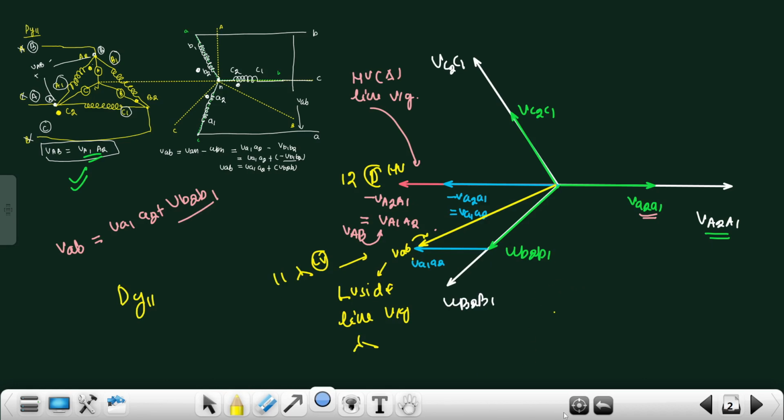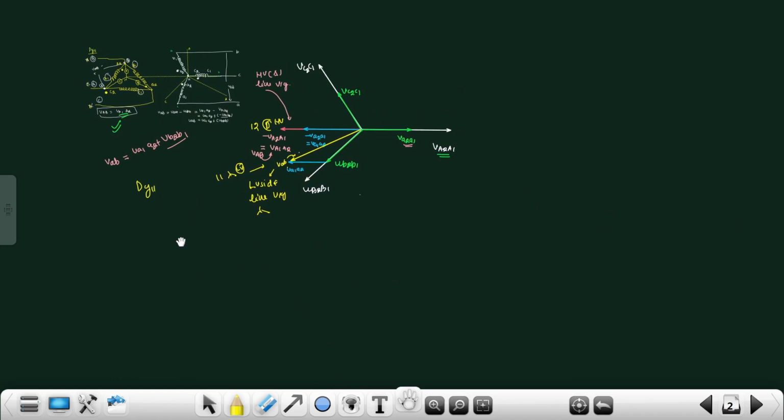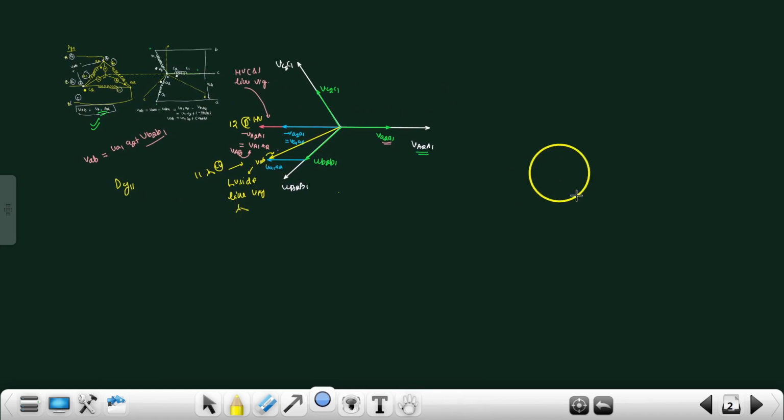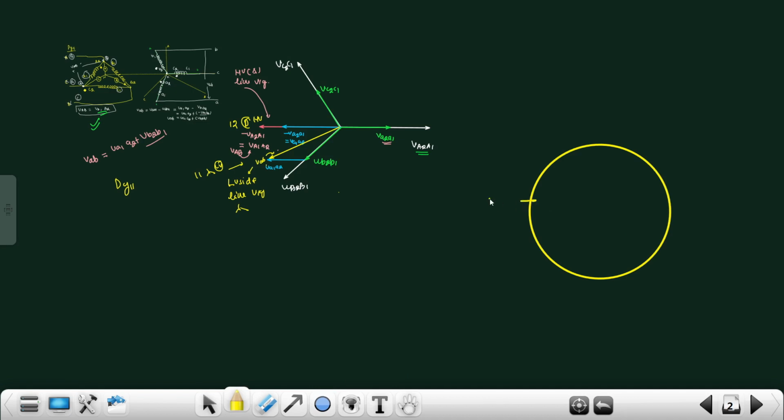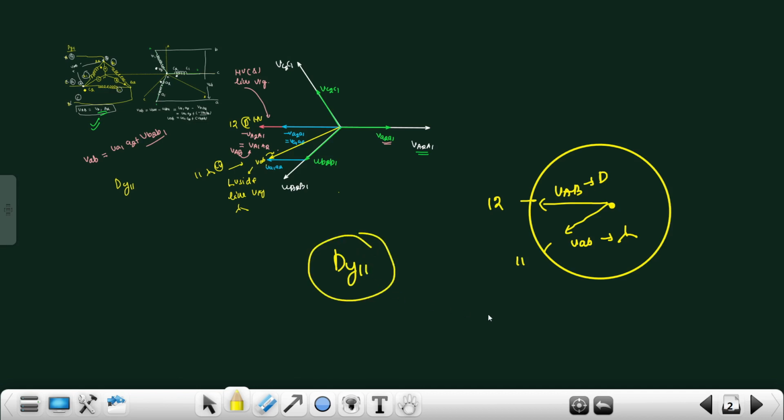If I take the clock here, this is 12 and this is 11. This is VAB of the HV side line voltage, and this is VAB of the LV side line voltage. This VAB is in delta and this VAB is in star. So this will be DY11 connection. In both ways we can draw DY11 connection.